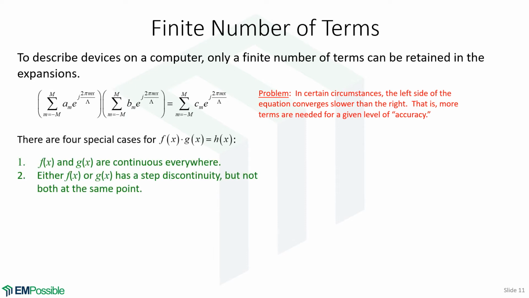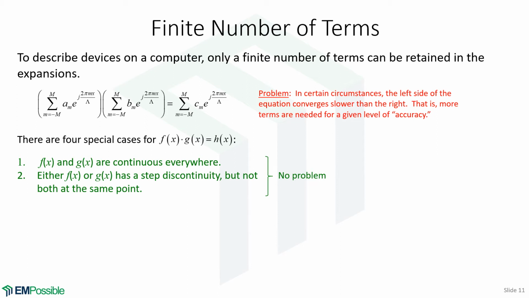The first case, well, suppose f and g are continuous everywhere. There is no step discontinuity. Well, clearly there's no problem. There's also the case where f or g, one of the two on the left, has a step discontinuity, but not the other. And it turns out that's not an issue either. The left and right-hand side of this equation will converge at equal rates. So no problem as long as only one has a step discontinuity at any one point.